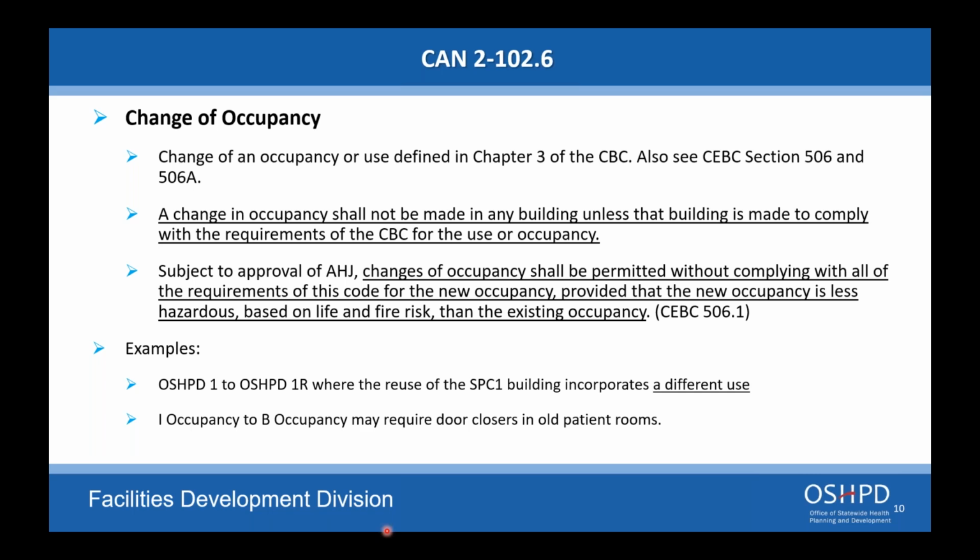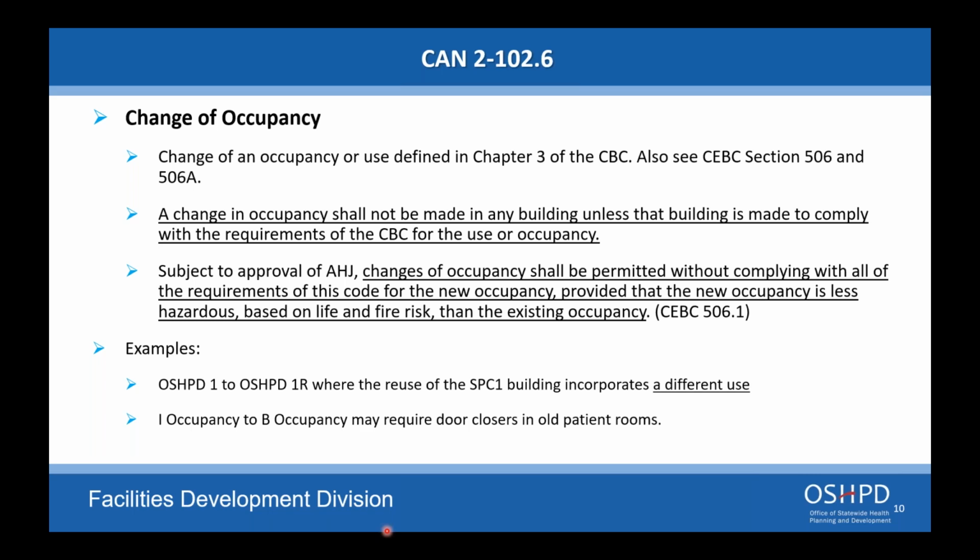OSHPD 1 to a 1R we looked at before, where the reuse space of the SPC1 building incorporates a different use. Now you're putting in a type of use that does not support the OSHPD 1. You're looking at a change of occupancy. And then the requirements of that space would need to comply with the building code unless the space is less hazardous. So you're going from OSHPD 1 to a 1R, it's probably going to be less hazardous, so it won't have to comply with all the new codes for that space.